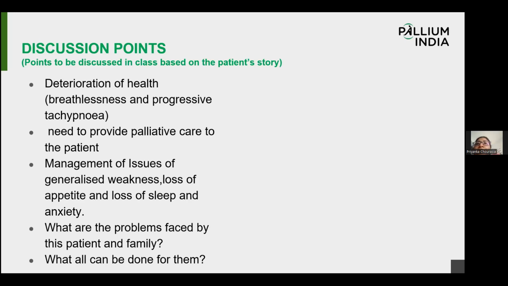Discussion points: there is deterioration of health, breathlessness, and progressive tachypnea. Need to provide palliative care to the patient, management of issues of generalized weakness, loss of appetite, loss of sleep, and anxiety, and the problems faced by the patient and his family, and what can be done for them.